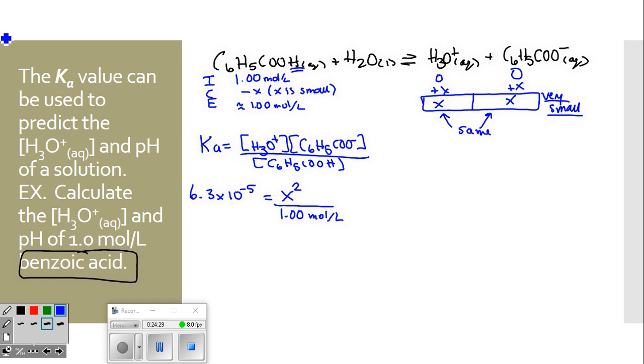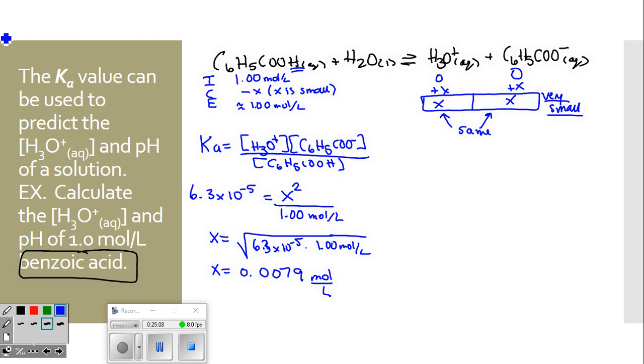So when I'm thinking about those equilibrium concentrations, if I want to find the value of x, I'm going to take the square root of 6.3 times 10 to the power of negative 5 times 1 mole per liter. To manipulate that, I multiplied both sides by 1 mole per liter and then square rooted to get rid of the power of 2. You should end up with x is 0.0079 moles per liter.